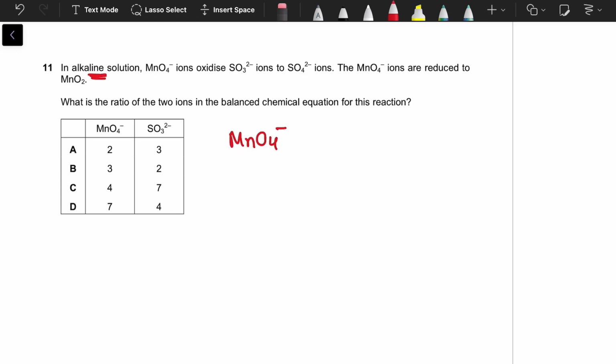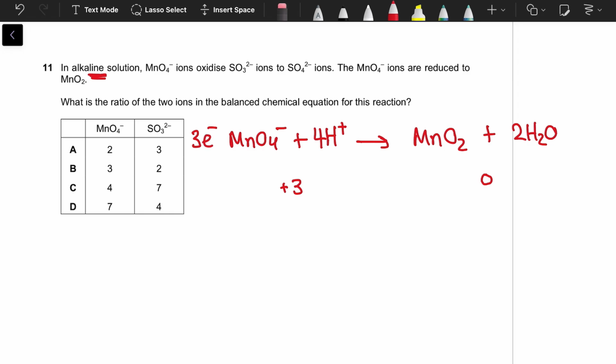So what I like to do is balance it as if it's acidic, and then add hydroxide ions on either side at the end. So MnO4- to MnO2. As you can see, we lack two oxygens on this side, so we're going to add 2 H2O. And now we're missing 4 hydrogens on this side, so we're going to add 4H+. Now on this side we have an overall charge of 3, because there are 4 positives and 1 negative, and we have a charge of 0. So to balance out this positive charge, we're going to add 3 electrons on this side.